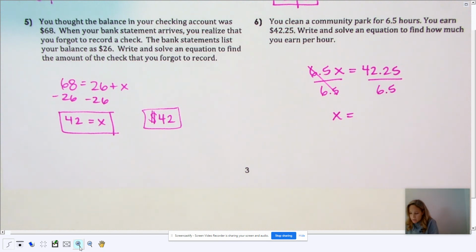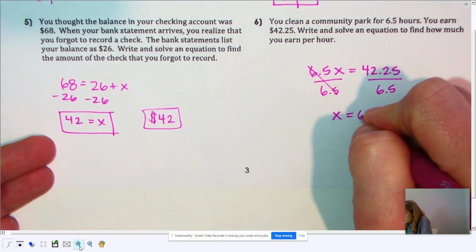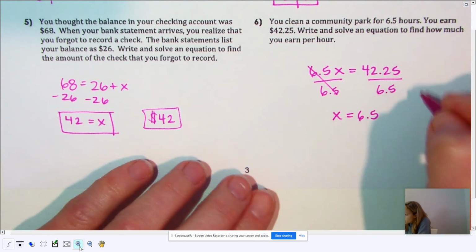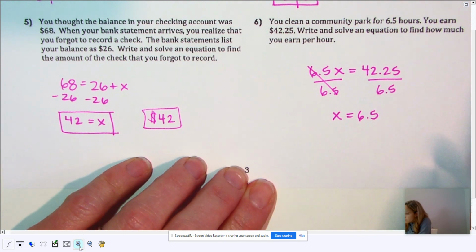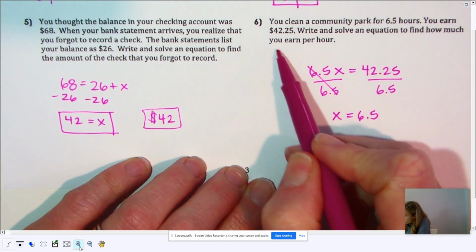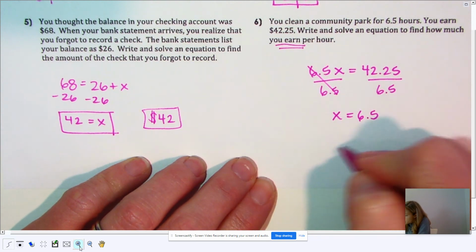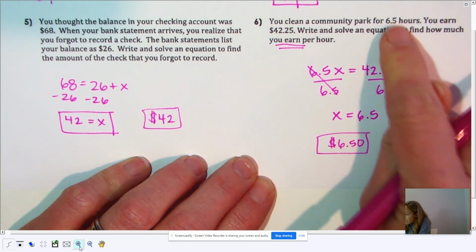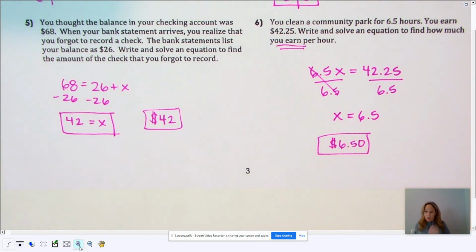Let's see. I'm going to use my calculator. 42.25 divided by 6.5, and we get 6.5. All right. So next problem, and then we always want to give this in units. So how much you earn per hour, so it would be $6.50. We already know how many hours I worked, so I want to put my hourly rate.